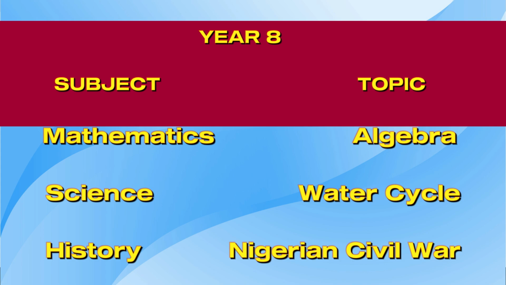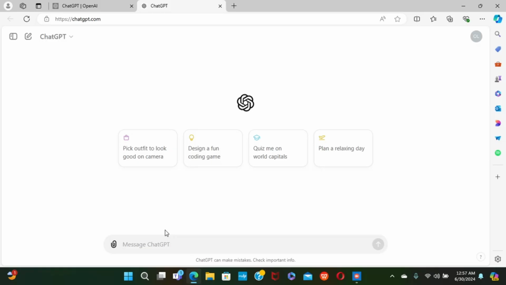Step 2, prepare your prompts. Write clear and specific prompts for ChatGPT. A prompt like, generate 5 multiple choice questions about basic algebra for high school students. Step 3, it is important to interact with ChatGPT, just like the way I'm typing.